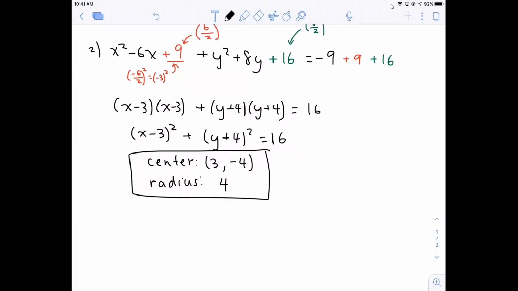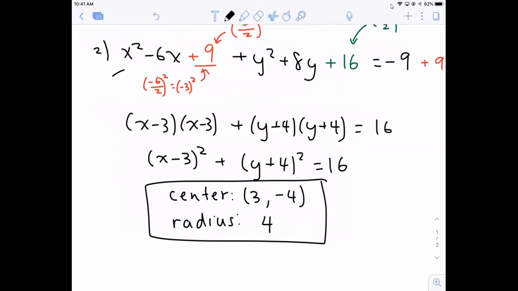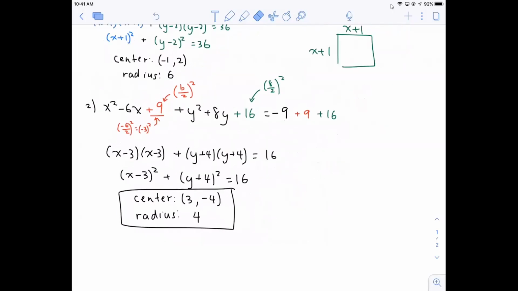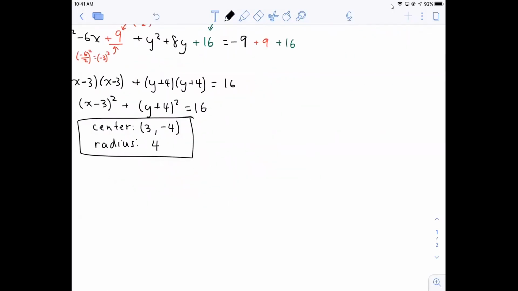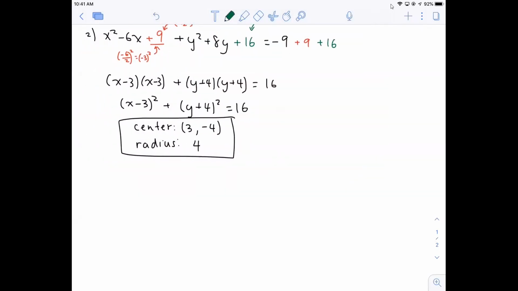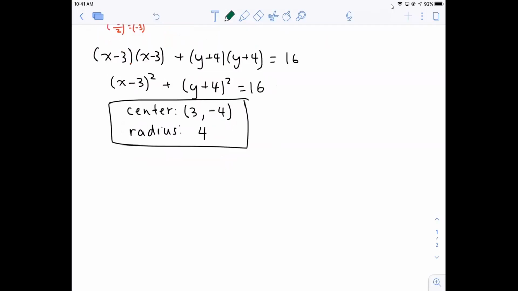All right, so that is how we go from standard form to center radius form to find the center and the radius. Okay, so what I do want to do is talk about how completing the square works.